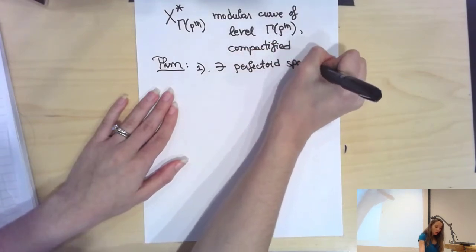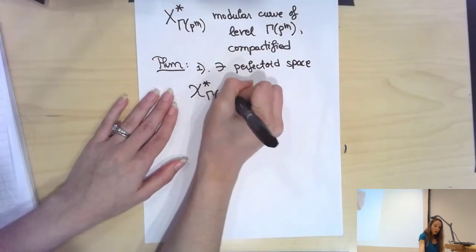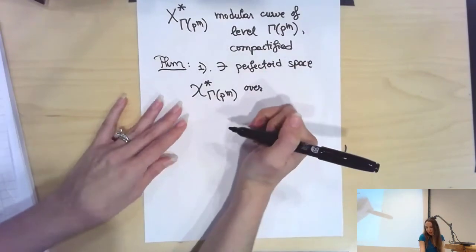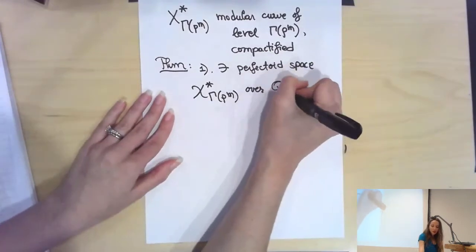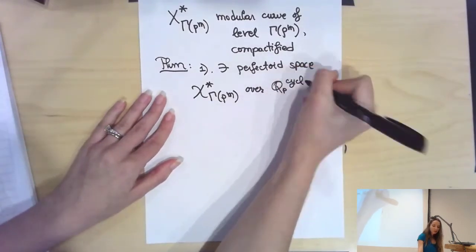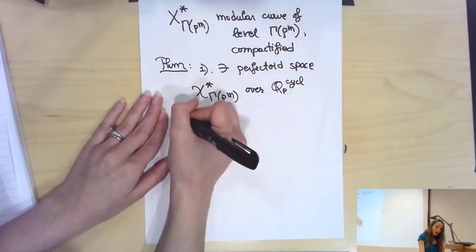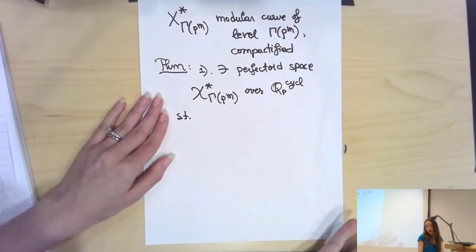I'm going to call it curly X star Gamma_p to the m. And this is going to be over the adic spectrum of Q_p cyclotomic, Z_p cyclotomic. But I'm just going to shorthand say that it's a perfectoid space over this field, such that, so we want to say modular curves at infinite level are perfectoid.